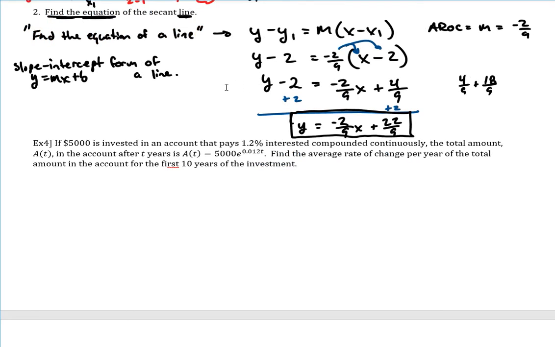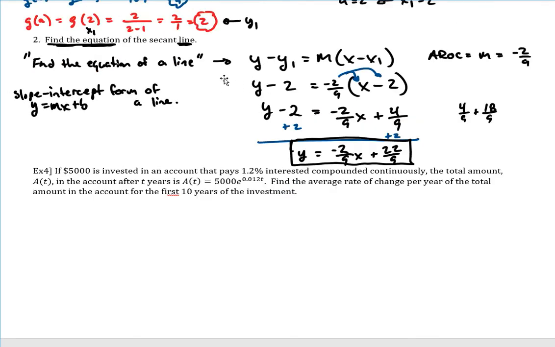Let's do this word problem where it says if $5,000 is invested into an account that pays 1.2% interest compounded continuously, the total amount A of t in the account after t years is this equation. Notice it used the 5,000 right there, and 1.2 got changed into a decimal.